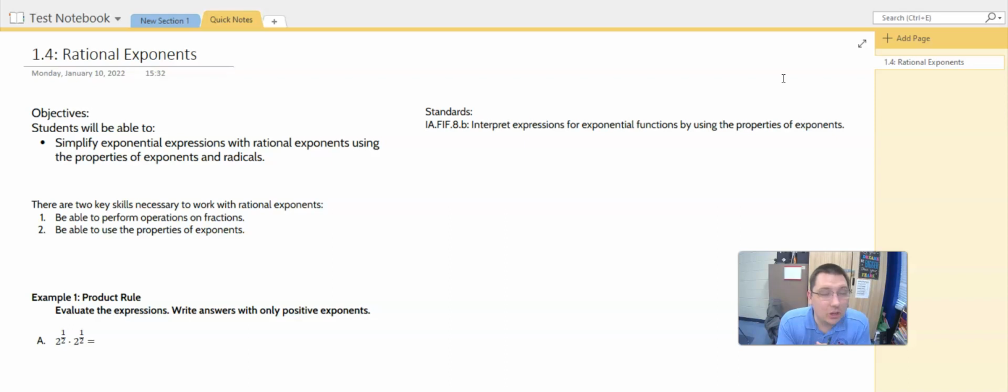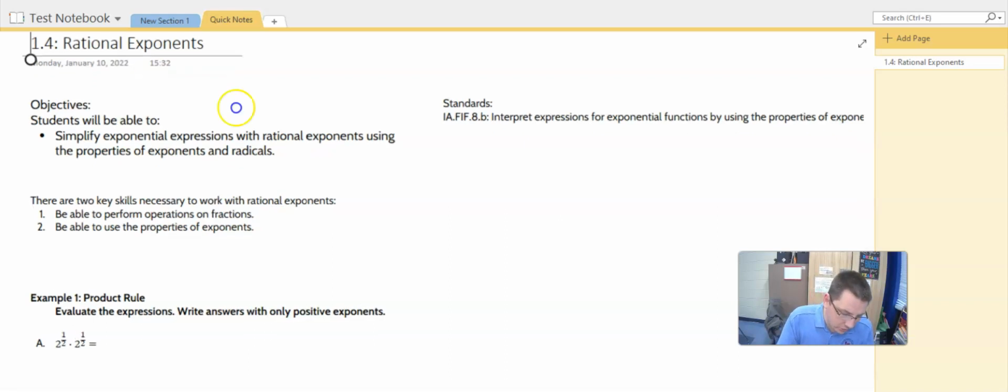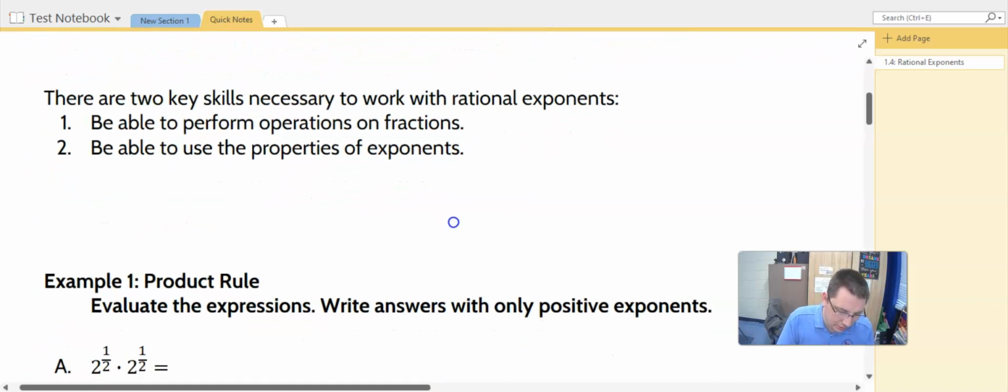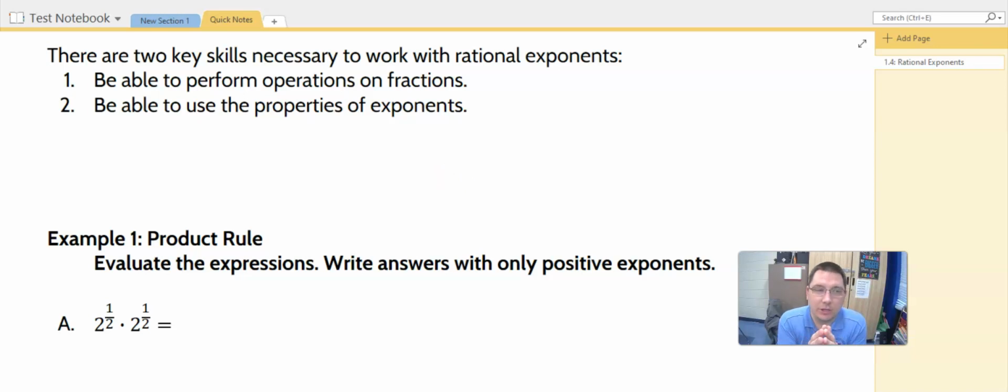In this section, our objective is to be able to simplify exponential expressions with rational exponents using the properties of exponents and radicals. We're still under the same standard of being able to express exponential functions by using their properties of exponents. And so first off, there's two key skills we need to talk about that are important to solving and working with rational exponents.